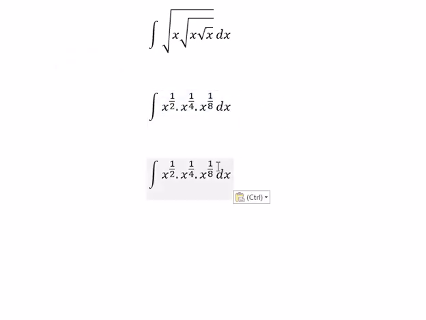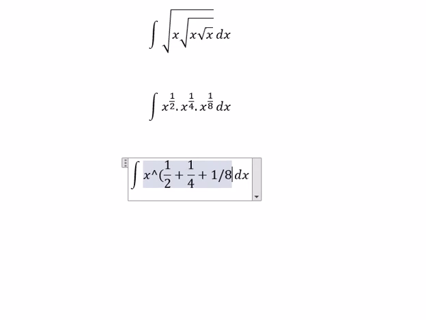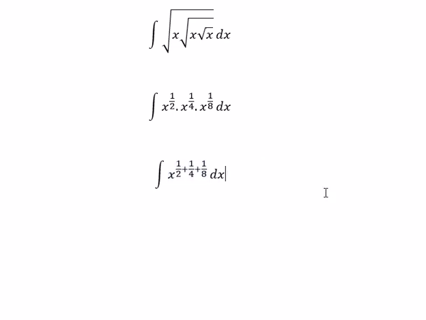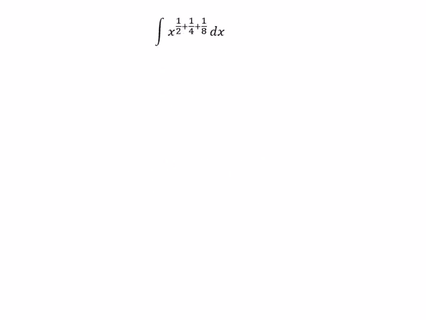Next, we can put about x to the power of 1 over 2 plus 1 over 4 plus 1 over 8. And now we can get the final answer. This one is about 7 over 8.